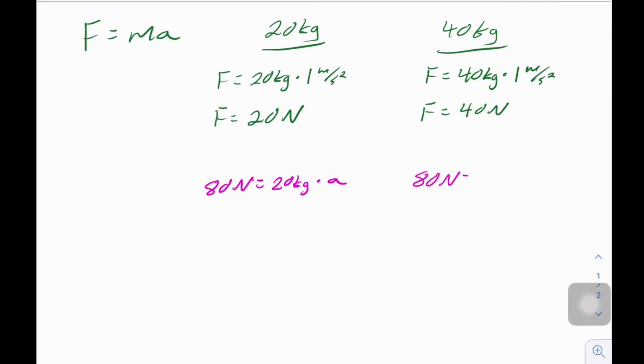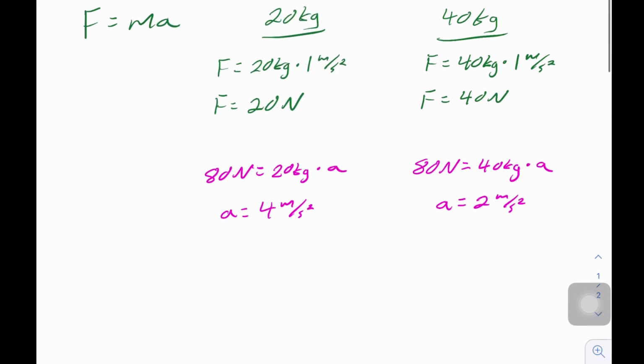So 80 newtons equals our mass, which is 40 kilograms for object B, times our acceleration. Dividing these out, we're going to get that the acceleration of our 20 kilogram object is 4 meters per second squared, and for our 40 kilogram object is 2 meters per second squared. So the acceleration of object A is going to be double that of object B because it has half the mass.